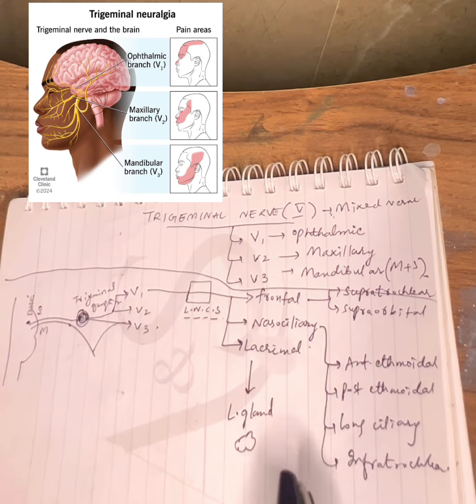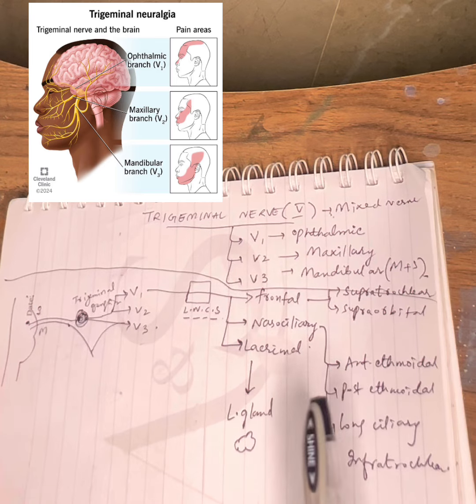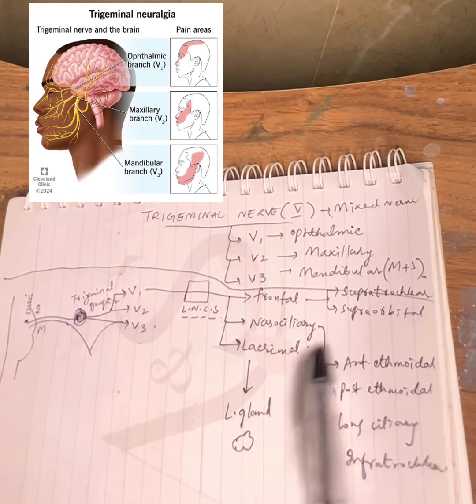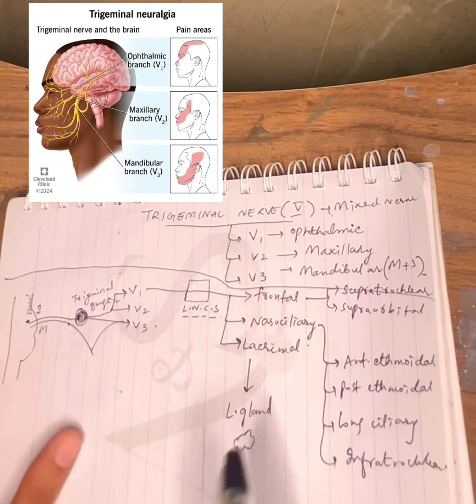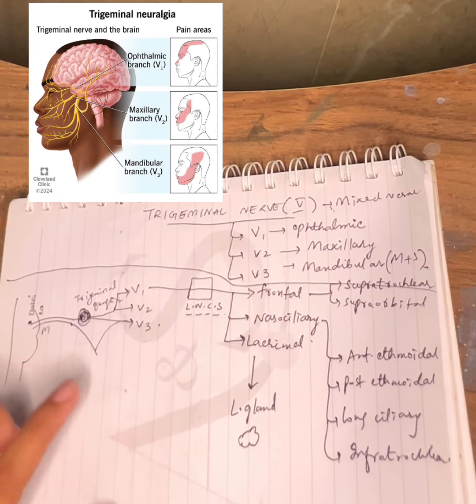There are further small branches, but they are not included in your course. So you just need to memorize these important branches and the pathway of the ophthalmic division of the trigeminal nerve. Later we will discuss the V2 and V3 pathways.